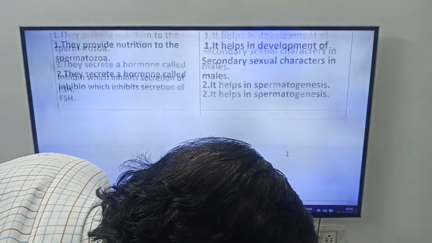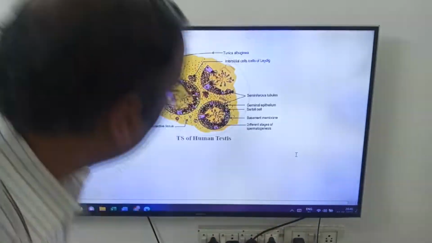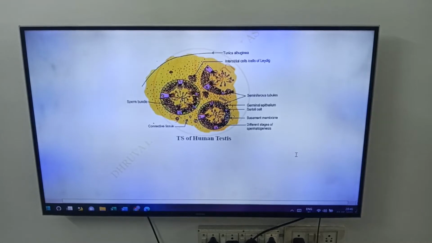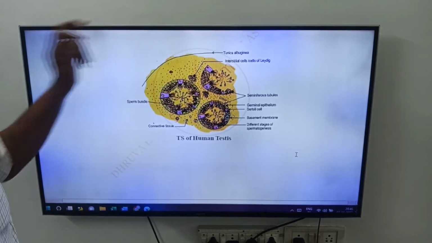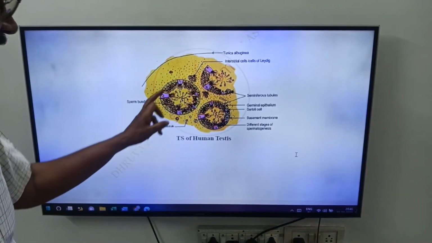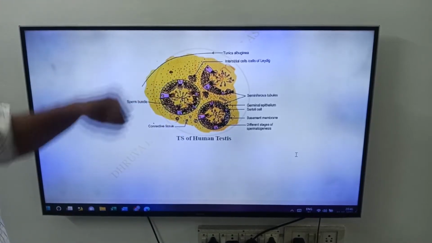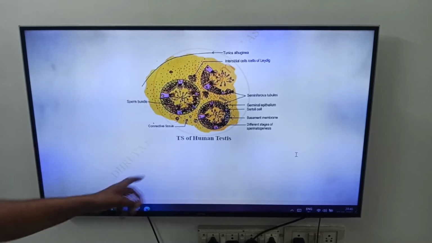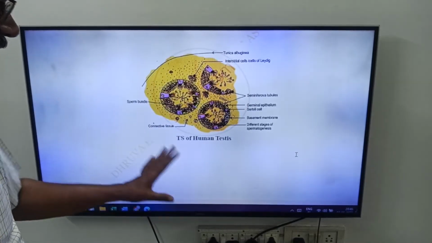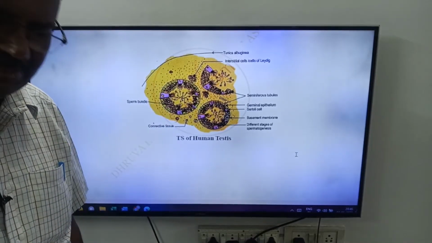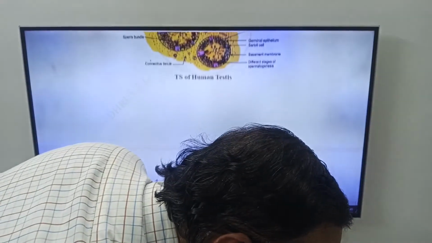Okay, friends, now see the cross section of the human testis. This is the tunica albuginea, friends. This is the seminiferous tubule. This is the interstitial cells or cells of Leydig. Okay, friends, the connective tissue. This is about the internal structure of the human testis.